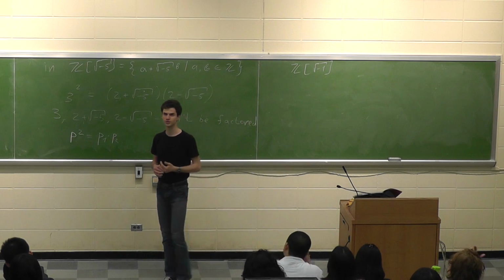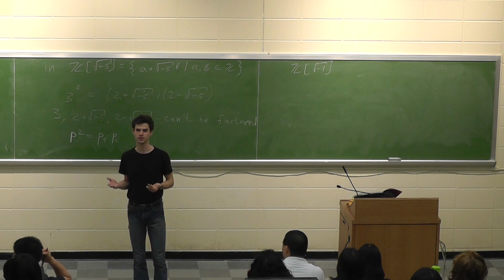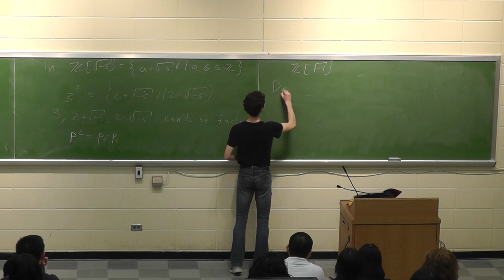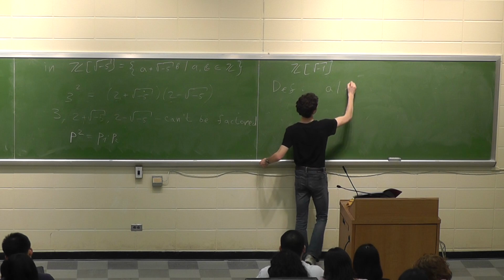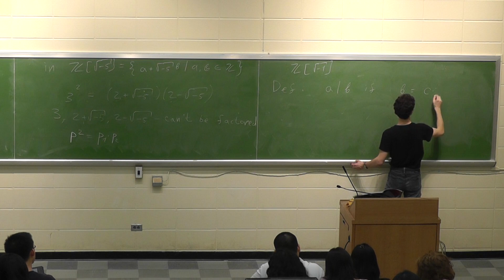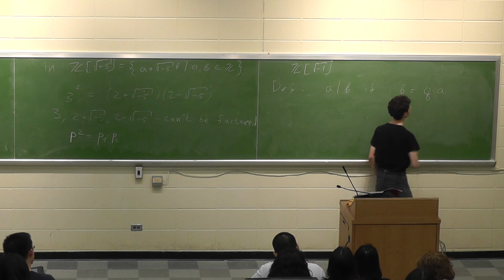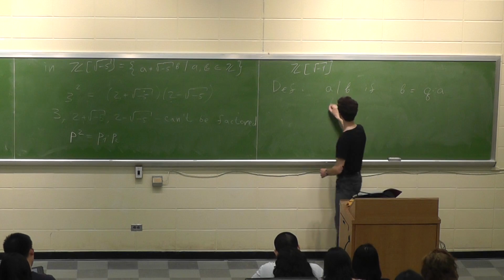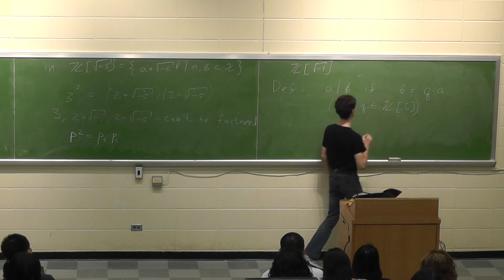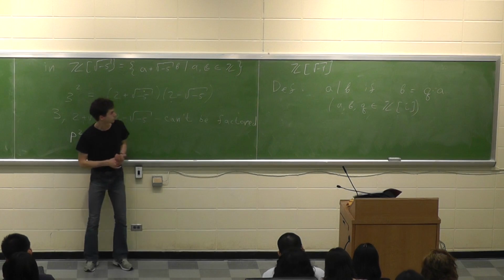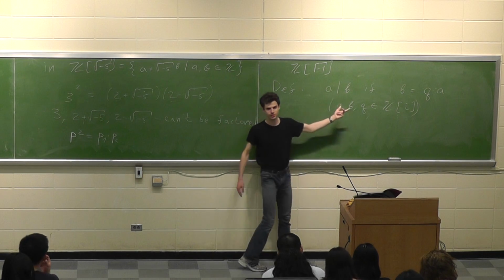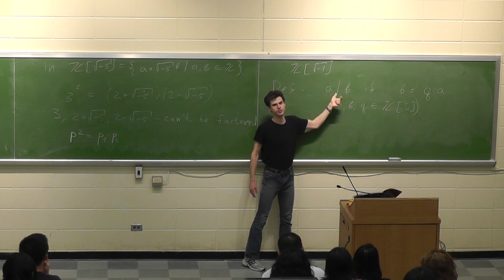So maybe the very first notion is divisibility. What does it mean that one number divides another number? So we have some definitions. Let's say that A is a divisor of B if B is some quotient times A. Here A, B and the quotient are required to be Gaussian integers. So that's just the definition. One number is said to divide another one if the other one is the product of this number and something else.